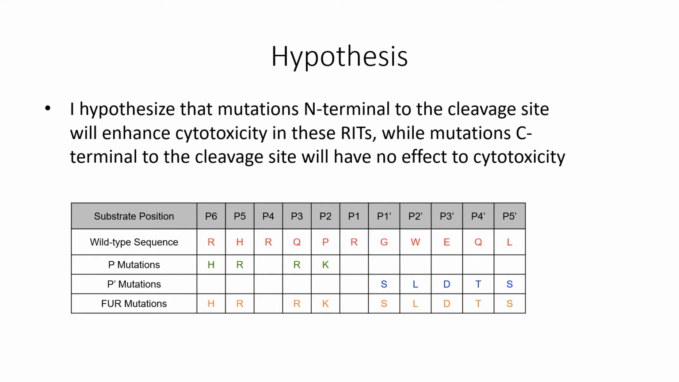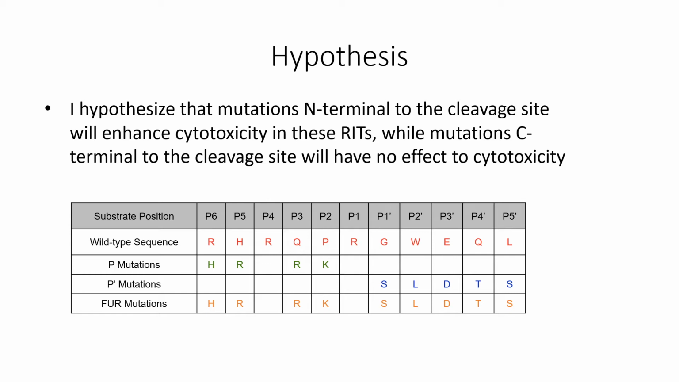I hypothesized that the mutations N-terminal to the furin cleavage site will increase both cytotoxicity and cleavage efficiency, while mutations C-terminal to the furin cleavage site will increase cleavage efficiency without significant improvements to cytotoxicity. In the chart here, the P mutations are the mutations that are N-terminal to the furin cleavage site, while the P' mutations are the mutations that are C-terminal to the furin cleavage site.